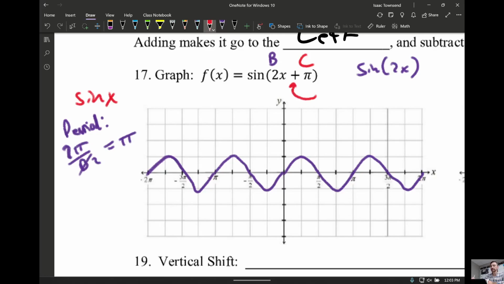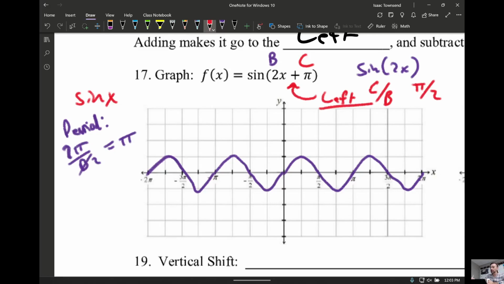Because this is a plus, that means it's going to go which direction? Left. How much it goes to the left is not just c, it's c divided by b. So in this case, pi over 2. Now we got to start to pay attention to our x-axis here, because again, these are not in terms of 1, 2, 3, 4 like the y-axis is. They're in terms of pi. All the way to the right is 2 pi, so half of that distance is 1 pi, half of that distance is pi over 2.